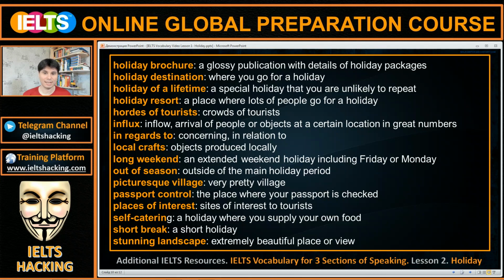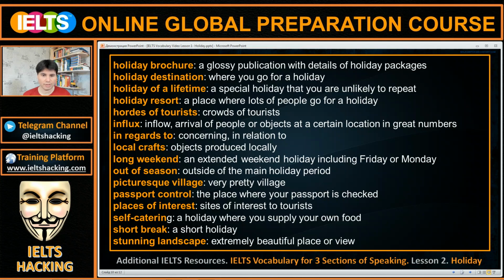Long weekend, an extended weekend holiday including Friday or Monday. In case Friday or Monday turn out to be days off, we can say that we have an extended weekend holiday. Out of season means outside of the main holiday period. Picturesque village, it's a very pretty village, very beautiful in terms of landscapes and views. Passport control, the place where your passport is checked. Places of interest, sites of interest to tourists.